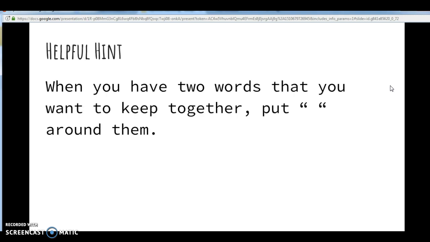All right, so here's a helpful hint. When we actually get to the part where we search it, you can put words together. So if I wanted D-Day date together, I would put quotation marks around that. Okay? All right, so here's what we're going to do today.